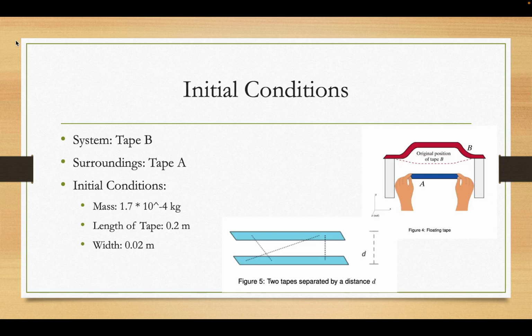Initial conditions for this lab, our system was tape B, surroundings tape A, basically the same as lab 1. Initial conditions, our mass was 1.7 times 10 to the negative 4th kilograms for the tape. Its length was 0.2 meters and its width was 0.02 meters. Here are some diagrams just to show our basic setup, which is the same as lab 1.